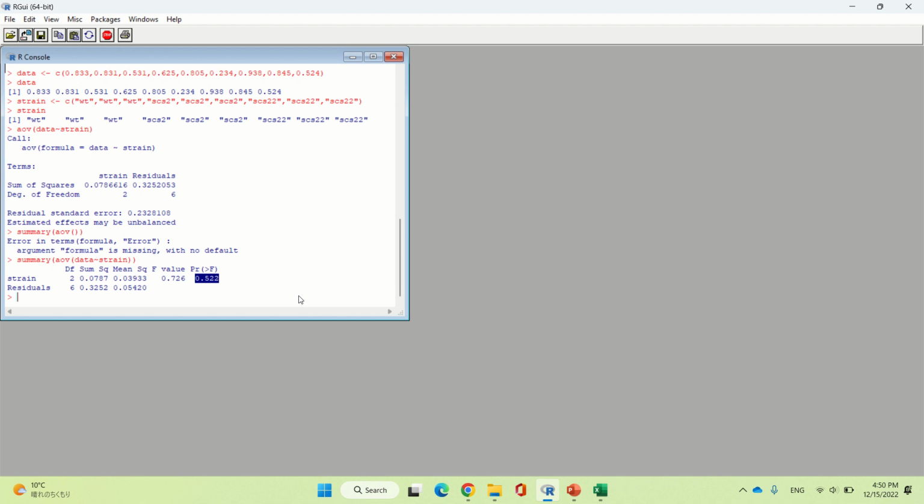Dismiss the difference. It is not suitable for the null hypothesis. Null hypothesis means significantly different. Yes, there is. But what if there is no significant difference? So then we have to do the multiple comparisons.